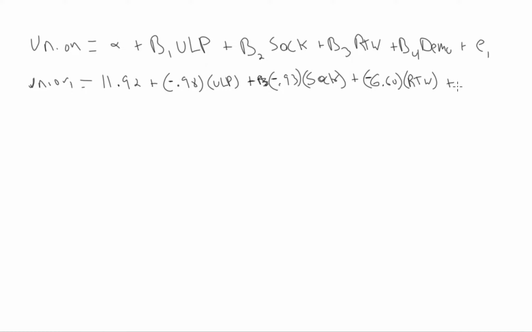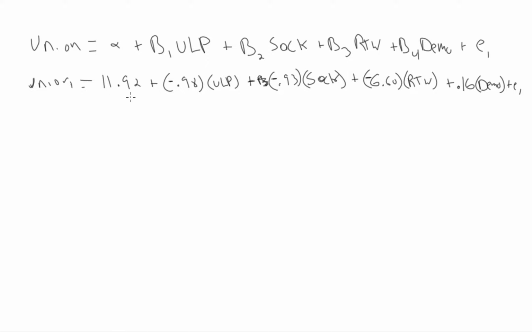Plus 0.16 for demo, plus your error. Okay, so what this means is when everything in the model is at 0, then your intercept would be 11.92. Everything else would cancel out in the model, and then your union membership in a state with 0 unfair labor practices, 0 social capital, not right to work, and 0 of the voters voting for the Democratic Party candidate would have 11% union membership.